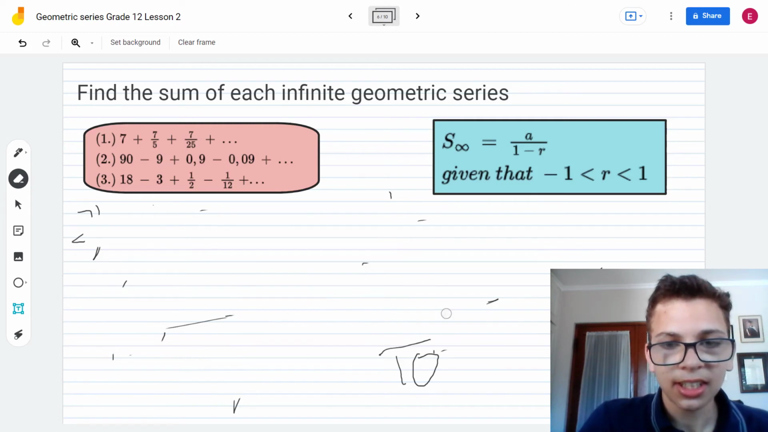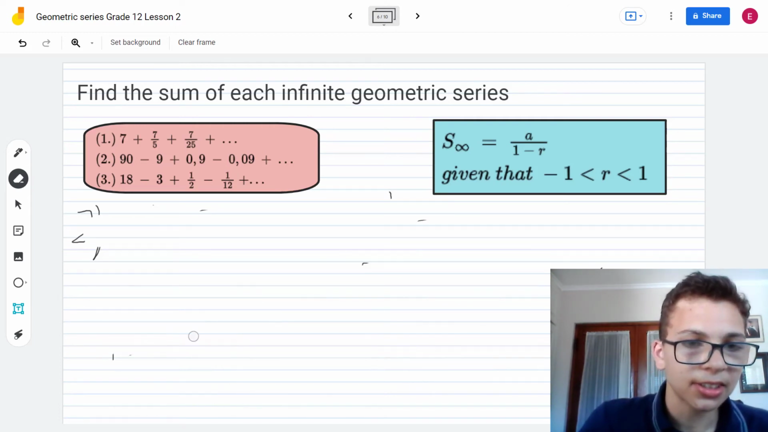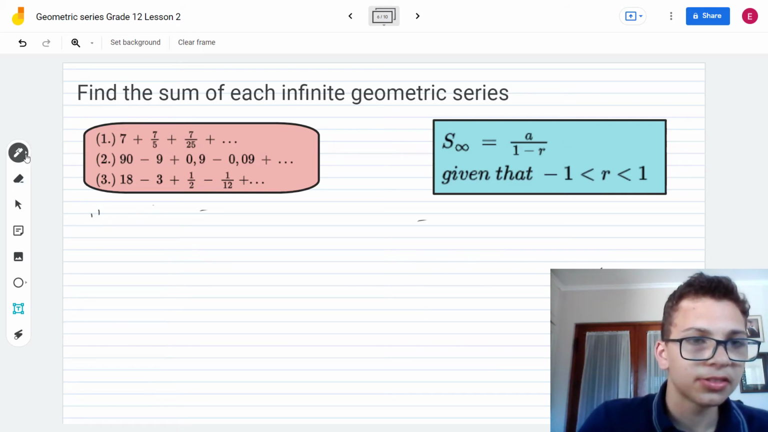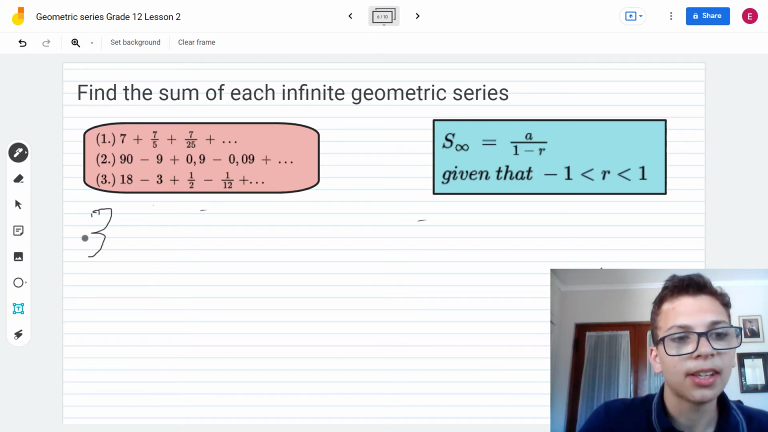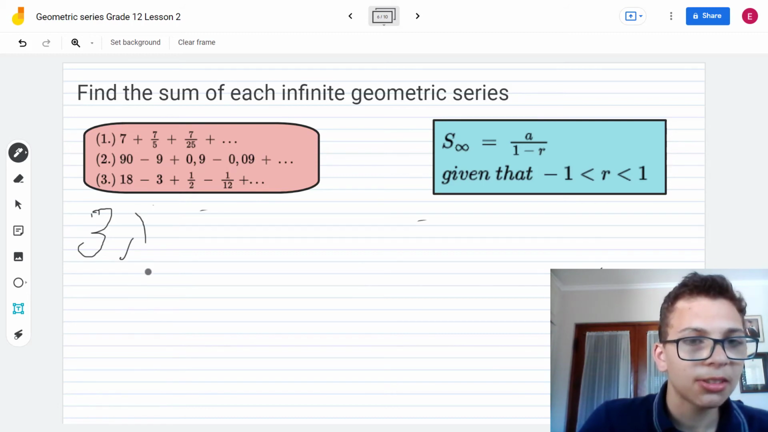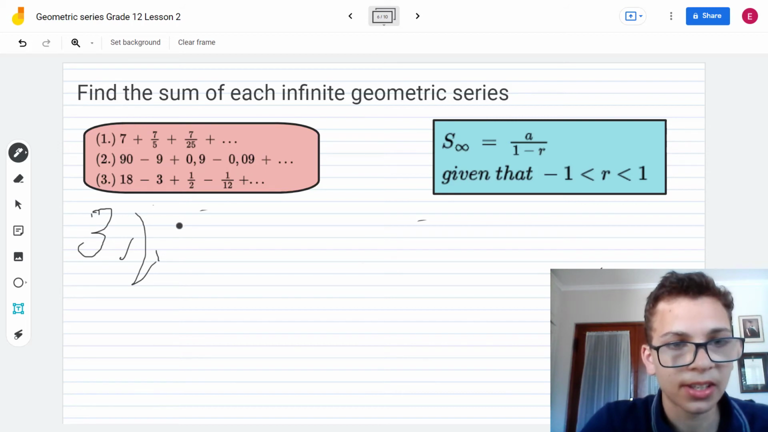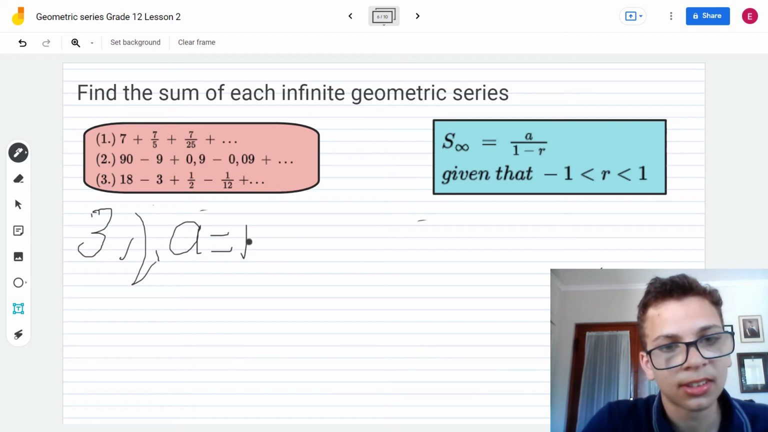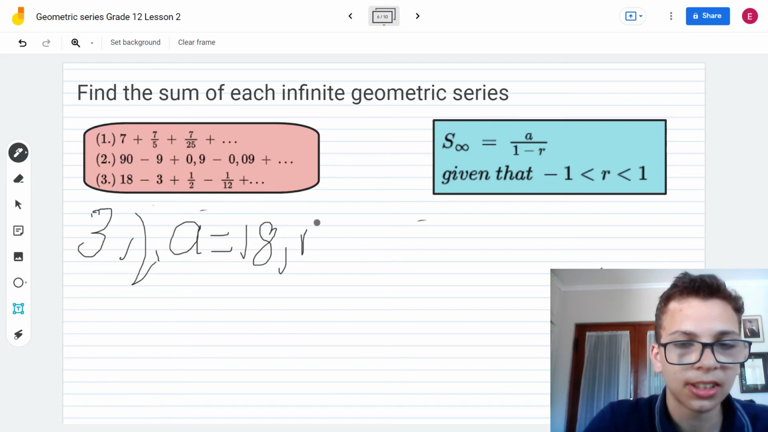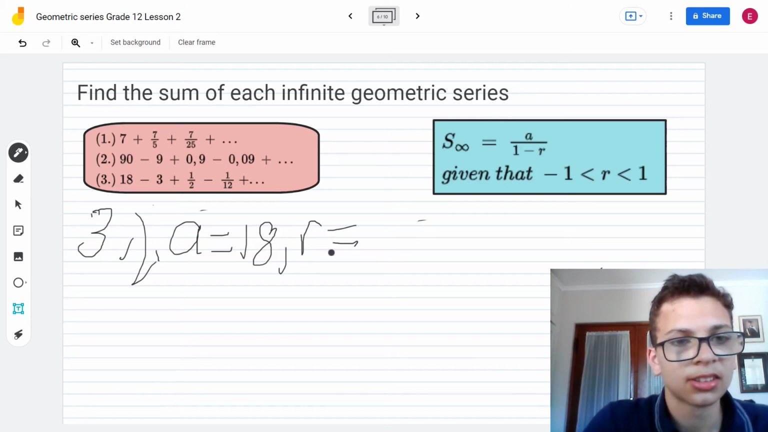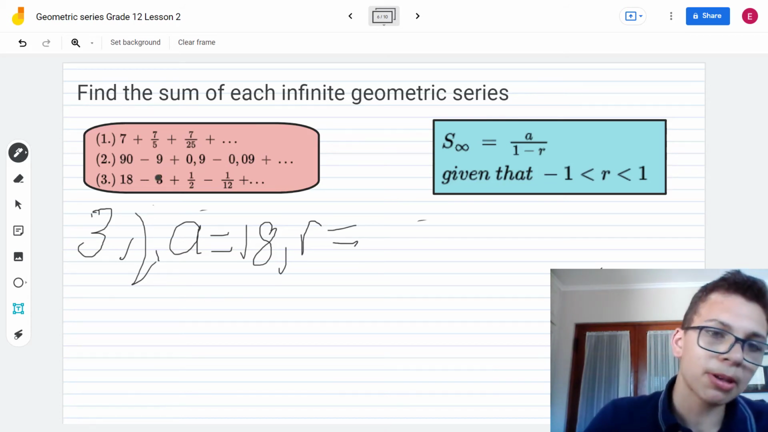Now question 3. Question 3 is very similar to question 2. So you can pause the video and maybe try to see what is the first term and the common ratio. So the first term will be 18. The common ratio, well, we're timesing by 1 over 6, right?